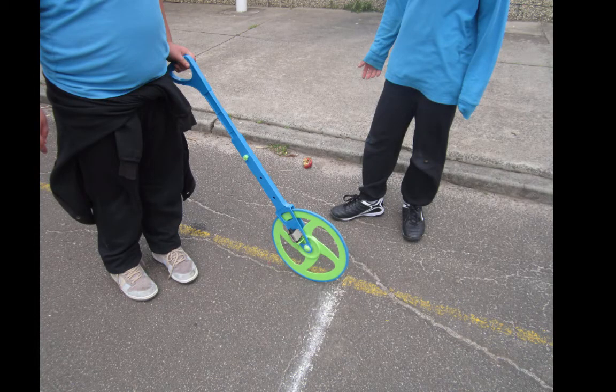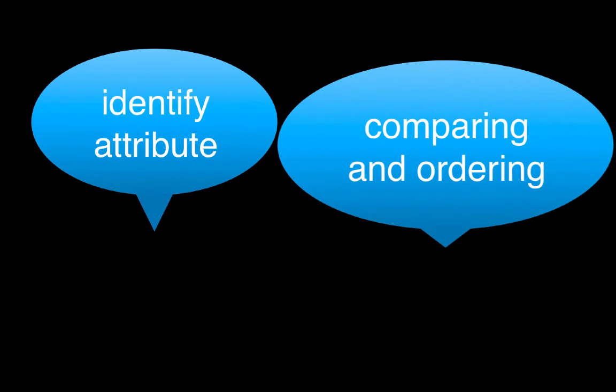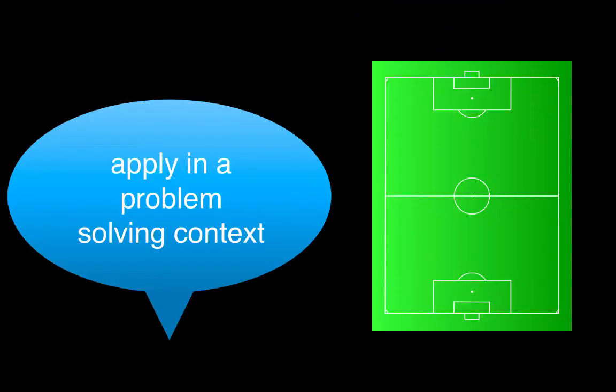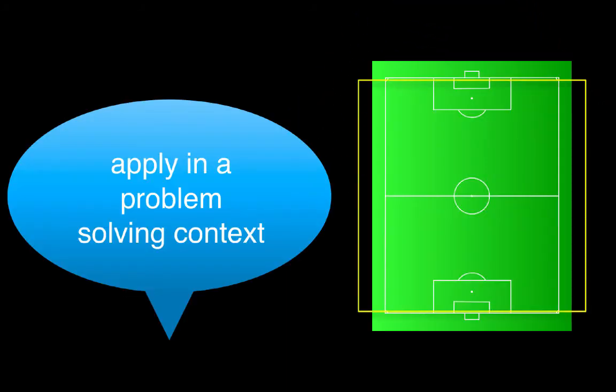So the whole process, regardless of the attribute that you're using, really is getting the students to identify the attribute in the first place, comparing and ordering, which then prepares them for non-standard units. After they're recognising the need for standard units, we then bring in the notion of standard units. Once they're very familiar with the standard units of measure, we then start applying that and using a problem-solving context.